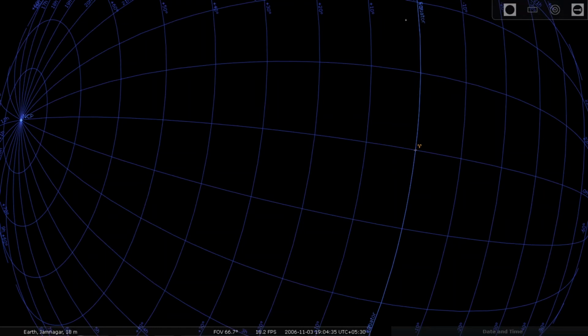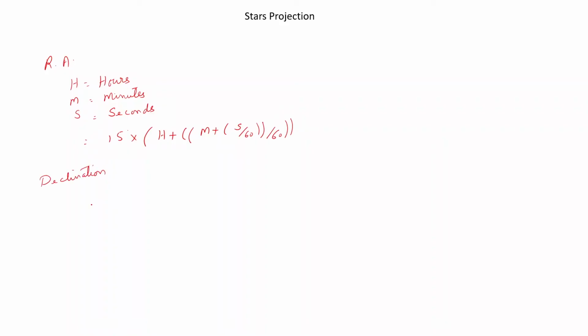Declination markings toward the north of the equatorial circle are positive, from 0 to 90 degrees, and towards the south, the declination markings are negative, 0 to 90 degrees. Declination is measured in degrees, arc minutes and arc seconds. Convert the declination into decimal degrees by using this formula.